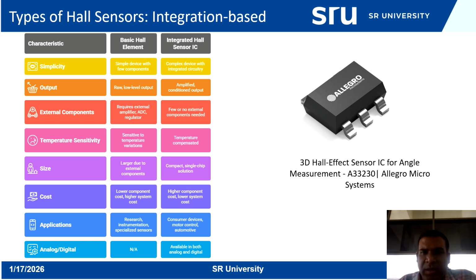They are producing a huge number of Hall sensors. This 3D Hall sensor is from a US based company. You can see it is useful for angle measurement. And the number of the IC is A33230.